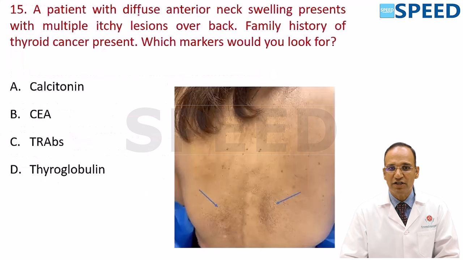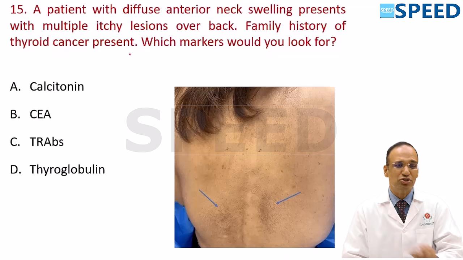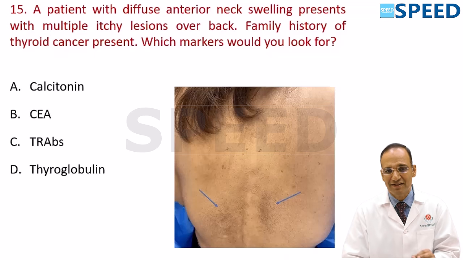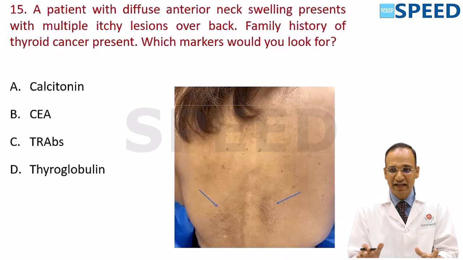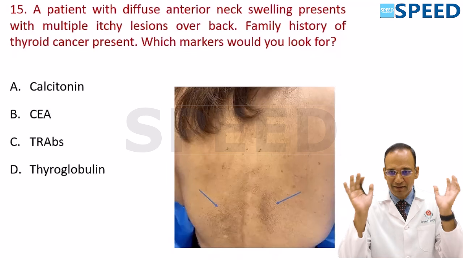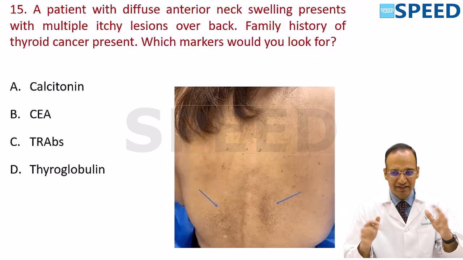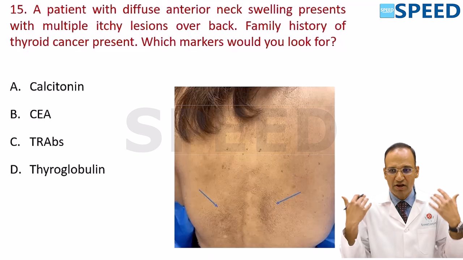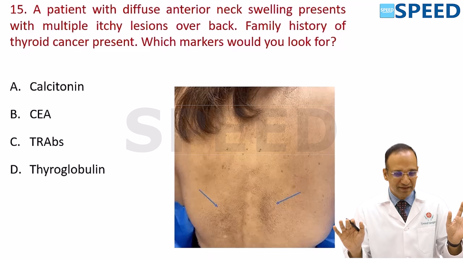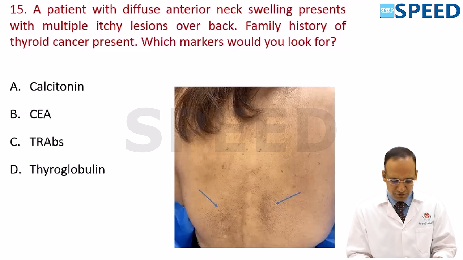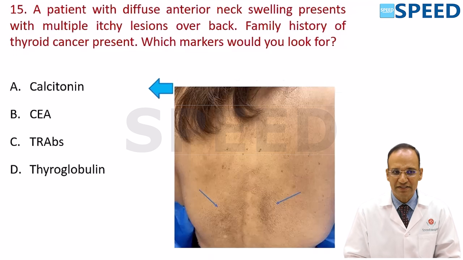A patient with a diffuse anterior neck swelling presents with multiple itchy lesions over the back. Family history of thyroid cancer is present. With a family history of thyroid cancer, the most common is medullary thyroid cancer. So all these skin lesions, presenting with diarrhea, amyloid deposition, and those kinds of mucopolysaccharides in the skin, whether in the anterior aspect of the tibia or in the back, anywhere in the body. Yes, those are the features of medullary thyroid cancer, MTC.